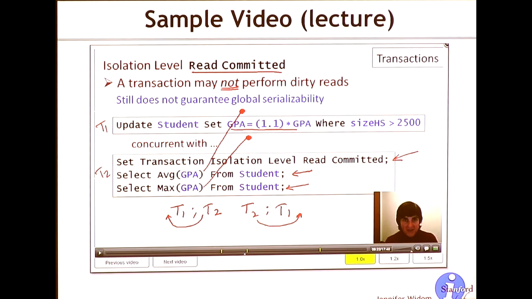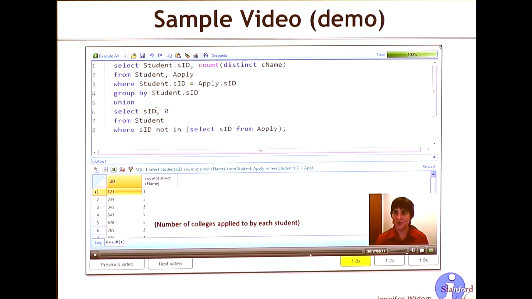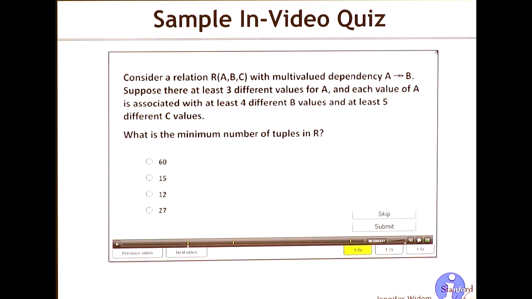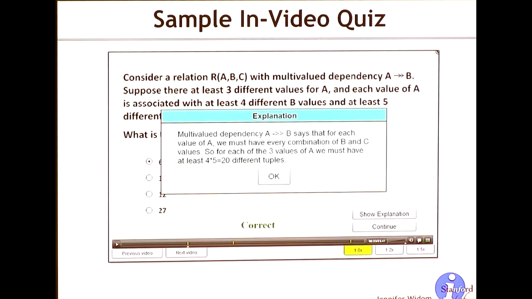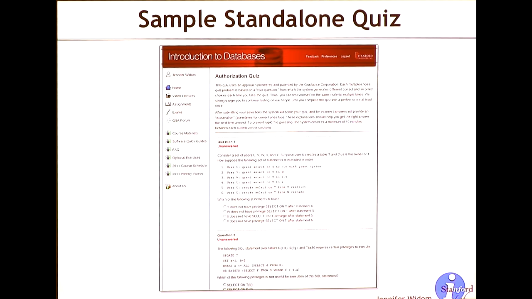I sat in a room with a webcam and a little tablet. So this was an example from the video of a lecture. I did a lot of demos during the MOOC of database things in action. This is an example of a quiz that would pop up during the video, about multi-value dependencies, to keep people's attention. You could skip it or do it. There's an explanation for the answer.